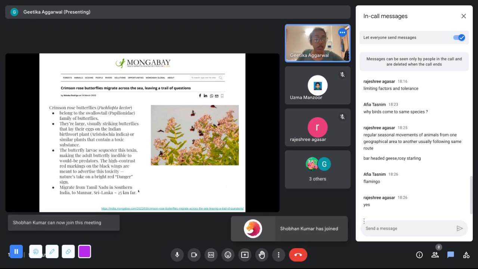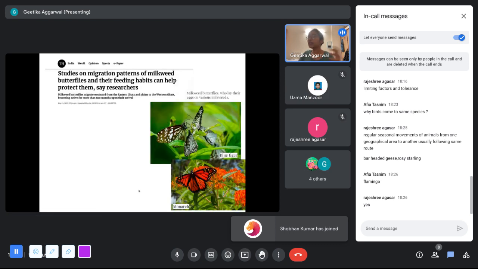Okay. So, the next butterflies that I'm going to be talking about are mostly the milkweed butterflies. So, this is an article from The Hindu. Studies on migration patterns of milkweed butterflies and their feeding habitats can help protect them. A lot of researchers now are paying attention. Earlier, this is a within-India migration. It is not across countries. These butterflies migrate within India.